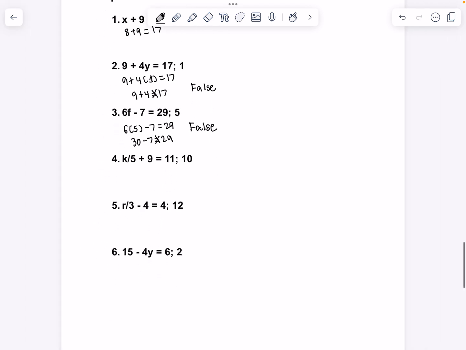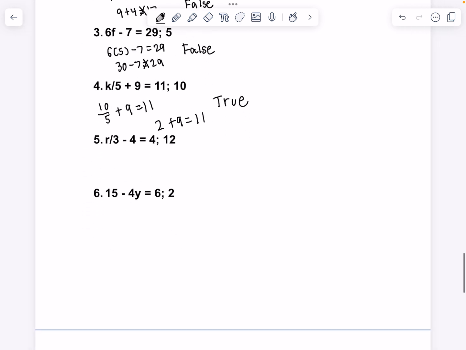Here we have k divided by 5 plus 9 is equal to 11. So it's saying that k is equal to 10. So 10 over 5 plus 9 is equal to 11. 10 divided by 5 is 2. Plus 9 is 11. 2 plus 9 is 11, so that is a true statement.